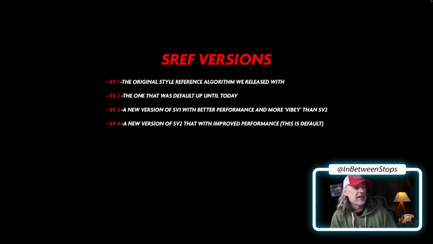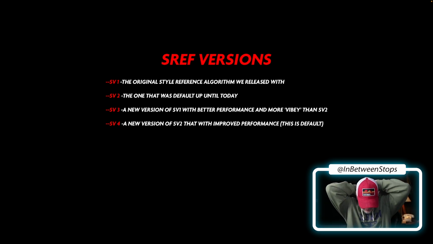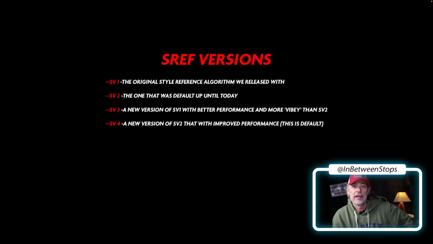All right, so here are, I guess they're calling them style versions. SV is the flag that we're gonna put on. So when we build our prompt and we do sref and reference an image, after that prompt we're gonna put another flag that's called SV. And you can do SV 1, 2, 3, or 4. And this is how Midjourney is explaining them. It's a little confusing when you start to read it.